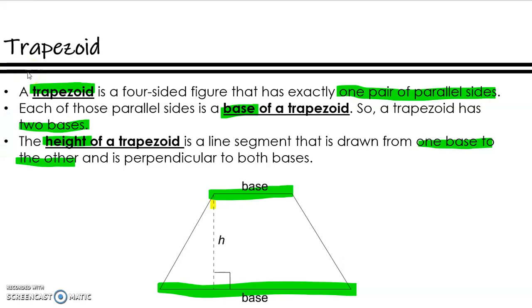So this right here is my height because it is connecting my top base to my bottom base, and it also has to be perpendicular. So it has to create a right angle. So my slanted sides here and here, those are not heights, those are just side lengths, okay? Because they do not create a right angle.